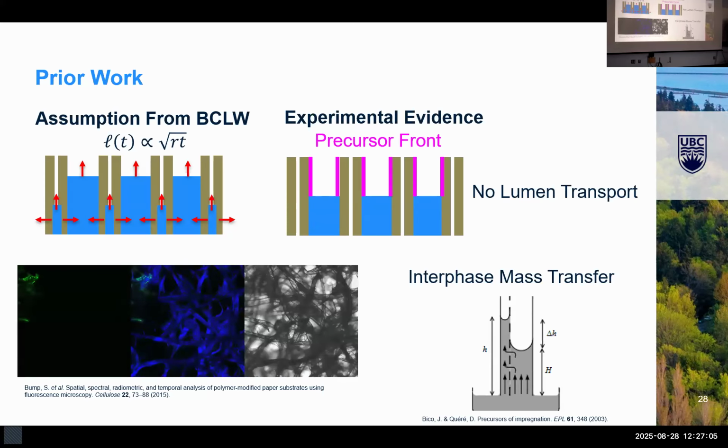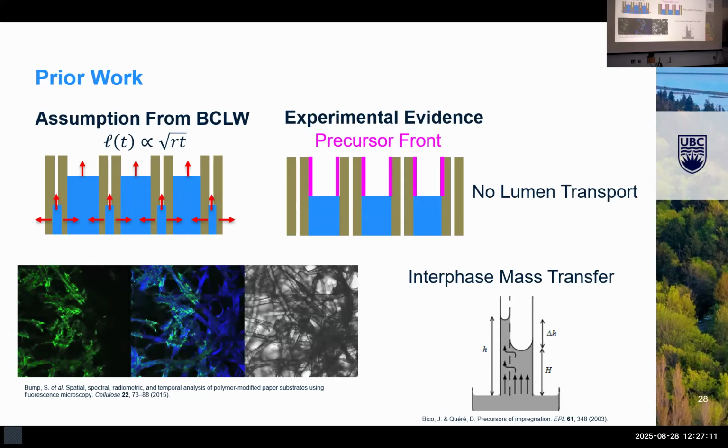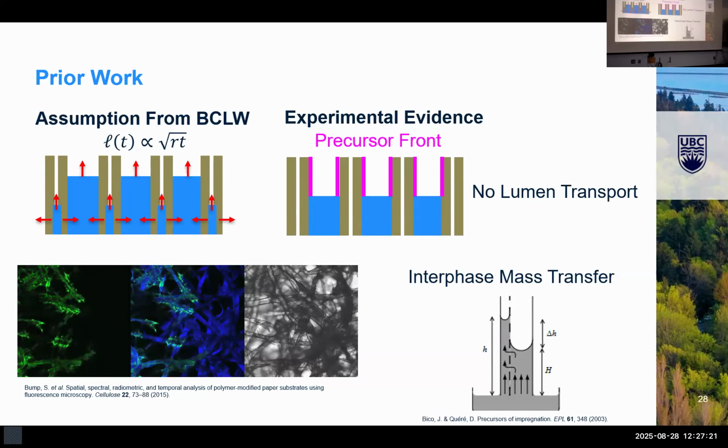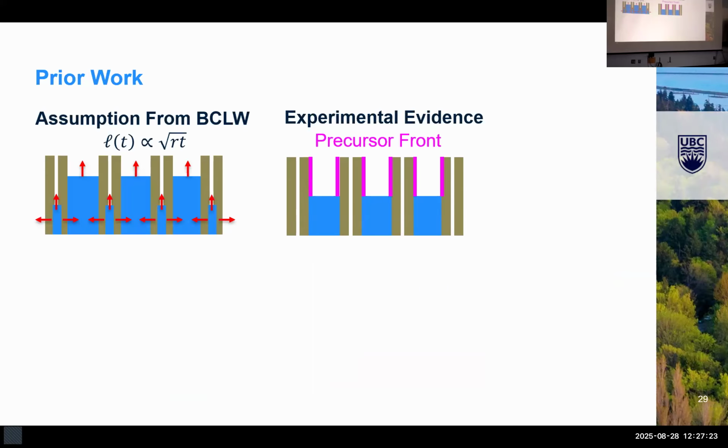Turns out that this is well supported by a theory of interphase mass transfer that says when you have two tubes that are connected together, the smaller tube can essentially steal liquid from the big one because there's a higher suction there. So it can steal this liquid, which helps to overcome the extra resistance that it has also. So we have this precursor front, which is going along.